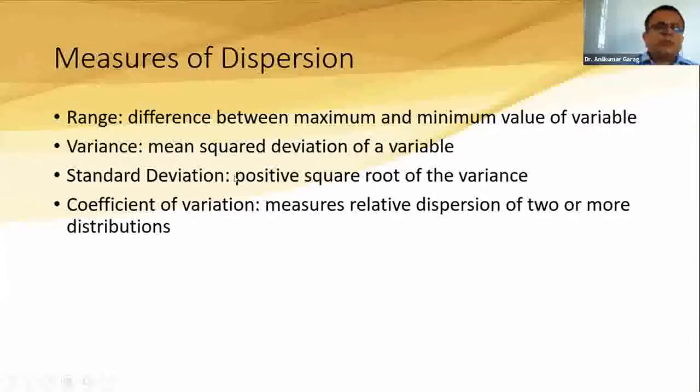Another measure of dispersion is range. Range basically tells us what is the lowest, what is the highest. So it is the difference between the maximum and minimum value of a variable.